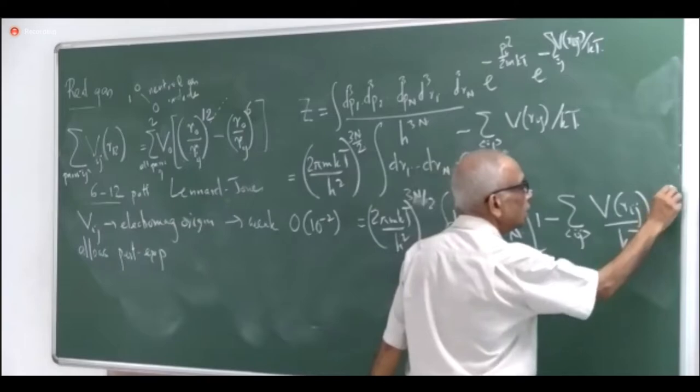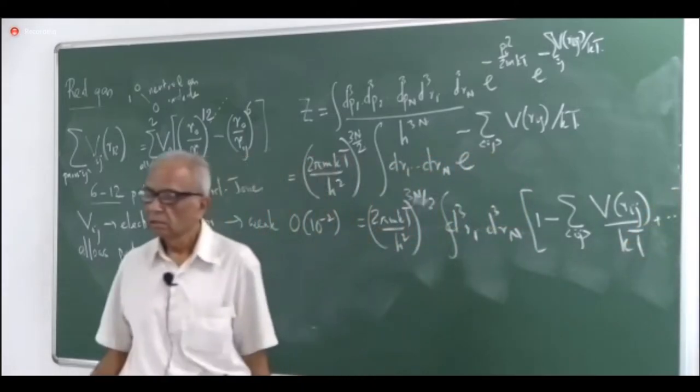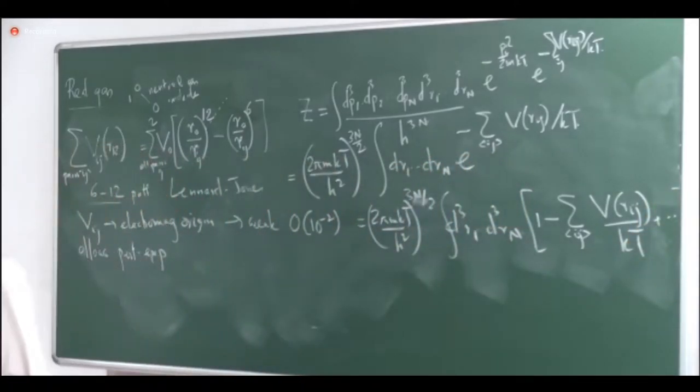Sir, can you explain why this is order 10 to the power minus 2, how that number is coming? Pardon, where? You have written that the electromagnetic origin is very weak, order 10 to the power minus 2. How is that number coming? That is the fine structure constant, 1 over 137. Okay.